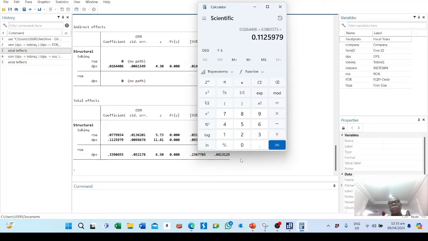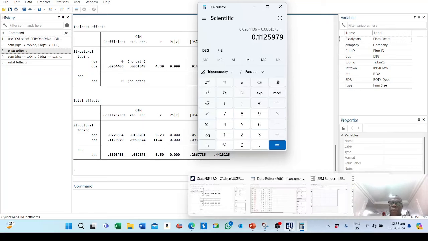So that is how to run mediation analysis in finance and accounting using Stata software. I hope this will help us in our research.